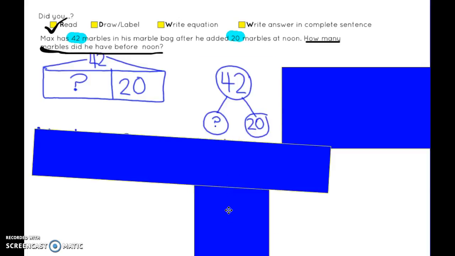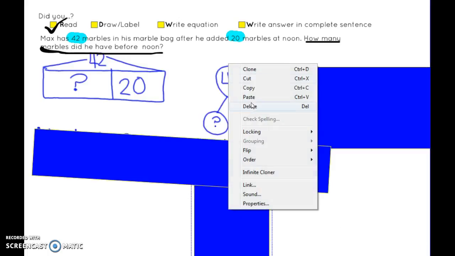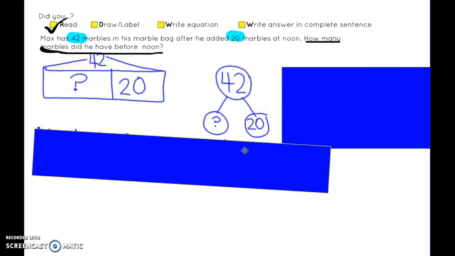You should have drawn a tape diagram. You should have drawn a number bond like the one we have here on the page. We know that there are 42 marbles all together, my whole amount. I don't know how many he had to begin with, which is a part. I do know that he added 20 at noon. So we have to figure out how many marbles he started with.